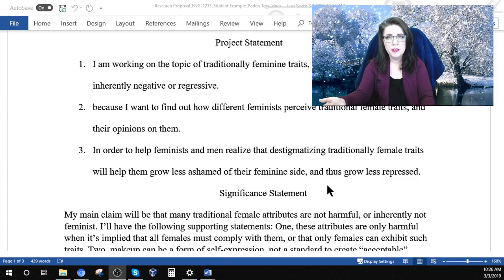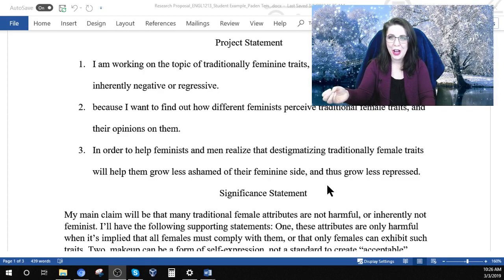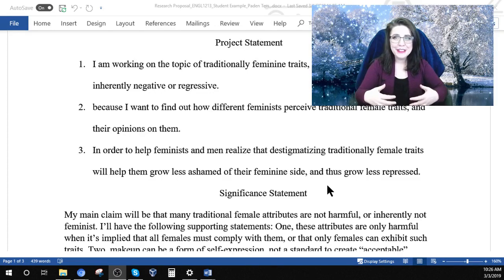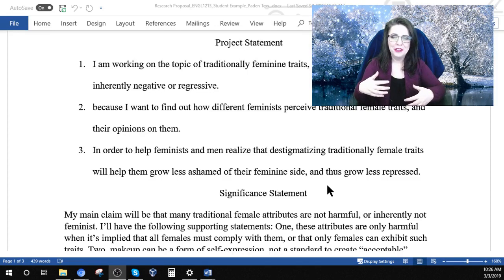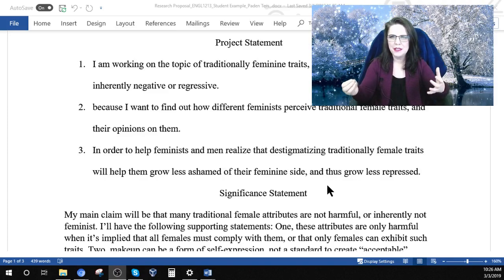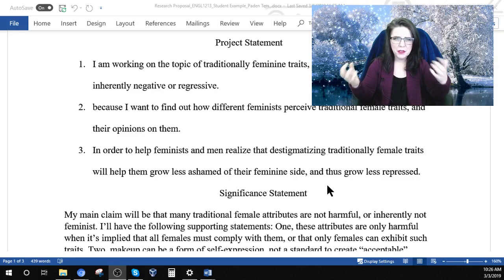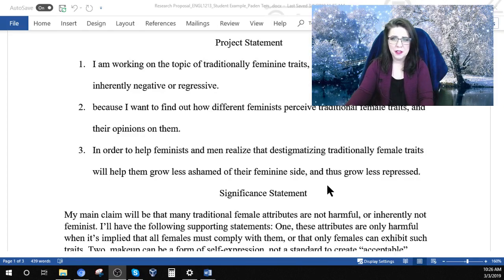Now already this is an arguable topic because most often we hear that women want equal rights and they don't want people to be objectifying them. And yet here Tess is like, you know what, we should be embracing the feminine traits. So let's see what her significance statement says.